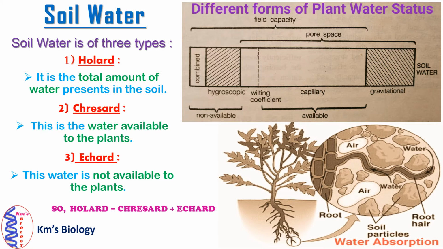The total amount of water that is present in the soil is known as Holard. Soil water is of three types. Firstly, the total amount of water present in the soil is known as Holard, and the water available to the plants is known as Chresard, and the water which is not available to the plants is called Echard. So Holard equals Chresard plus Echard.